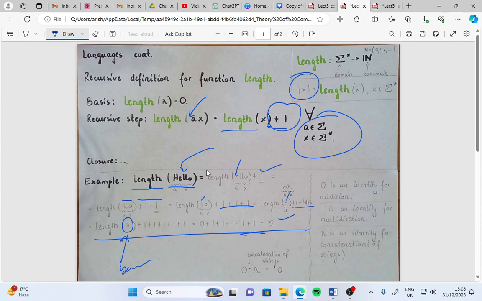So 0 is an identity for addition, 1 is an identity for multiplication, and lambda is an identity for concatenation of strings.